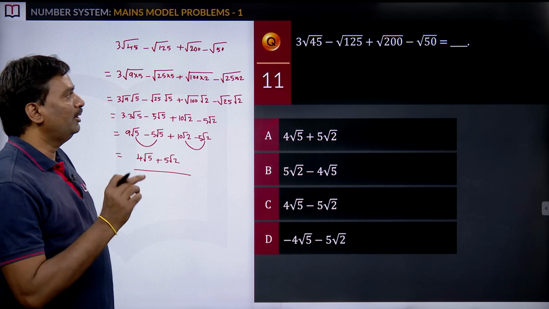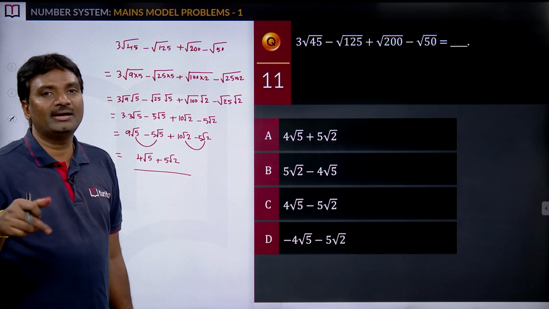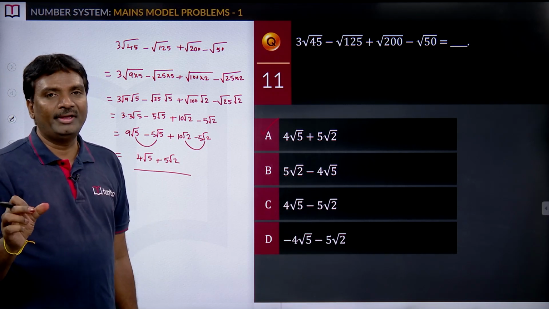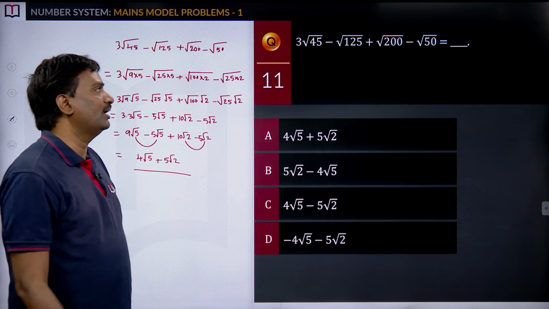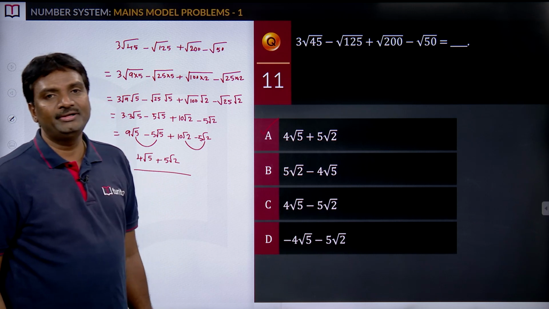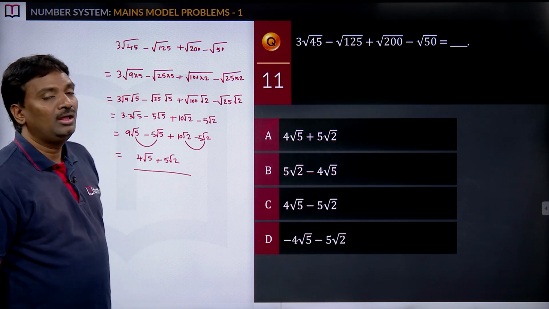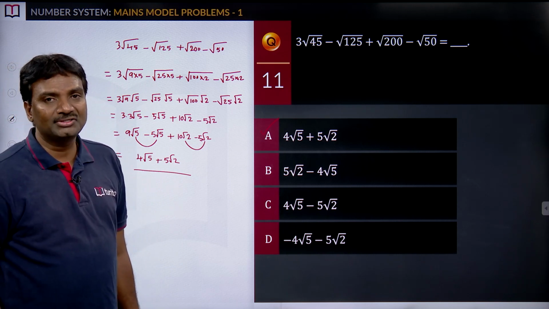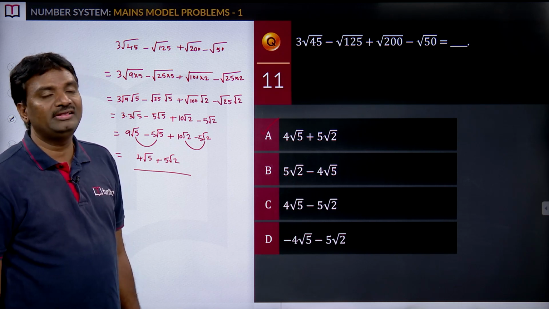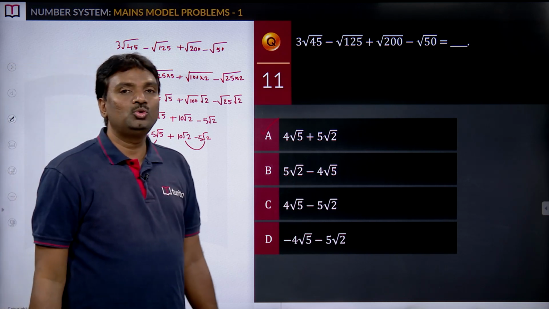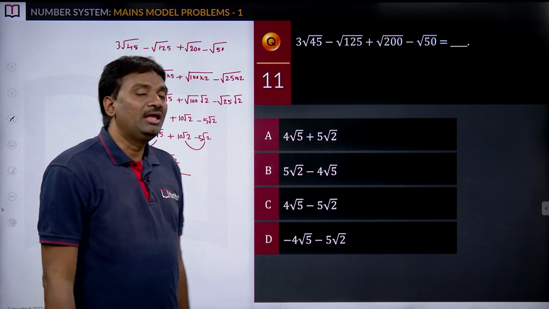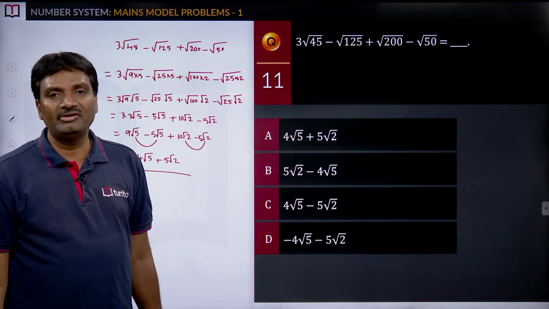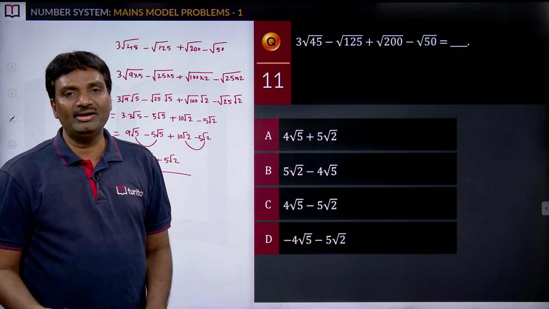So, in the given problem, express each number as the product of two numbers. Make sure out of these two numbers, one number must be a perfect square. 45, 9 into 5, 9 is a perfect square. 125 can be written as 25 into 5, 25 is a perfect square. 200 can be written as 100 into 2, 100 is a perfect square. 50 can be written as 25 into 2, 25 is a perfect square.